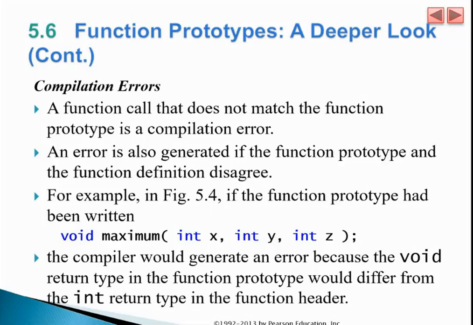An error is also generated if the function prototype and function definition disagree. Even if the name disagrees or the number of parameters required disagrees. So in the prototype you mentioned that it will take 3 arguments, and in the definition you take only 2 arguments, then also it will give you a compilation error, right? So this actually helps you cross check the things.